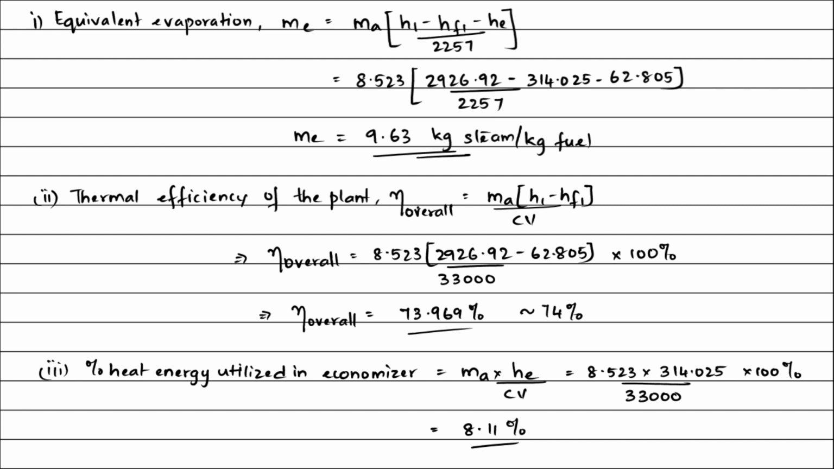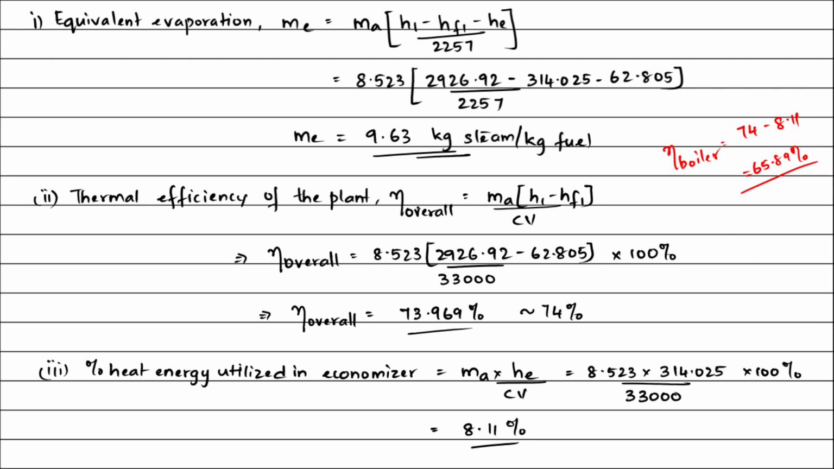So just because of using the economizer, what will be my efficiency if my economizer was not used? If the economizer was not used, my efficiency of the boiler would have been 74 minus 8.11 percentage. That comes out to be 65.89 percentage. So that would have been the boiler efficiency of just the boiler.